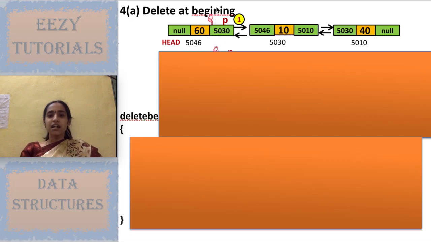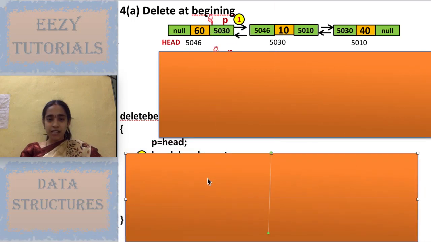So first, if I want to delete a node, I have to mark that node. So I am marking that with the pointer P. So this is my first task. So P is equal to head. Globally, I have declared struct node star P. So directly I can write P is equal to head. This is my first task.